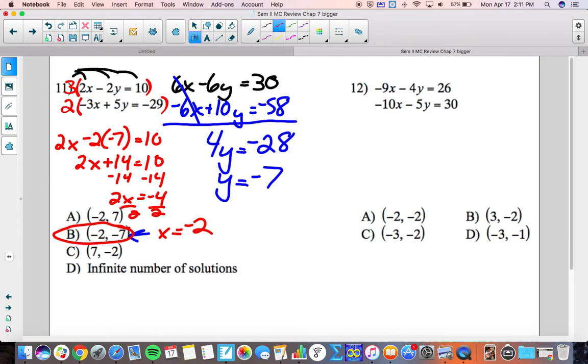So again, you're creating opposites. Sometimes you don't have to multiply either equation by anything. Sometimes you have to multiply one of them by something. Sometimes you have to multiply both equations by some value to create opposites. It's worth your while to take your time and look at what's going to be the easiest opposites to create.